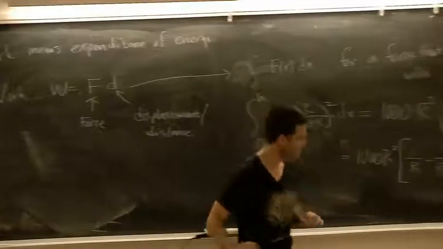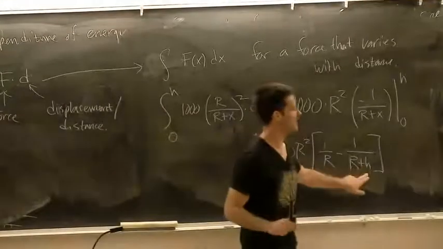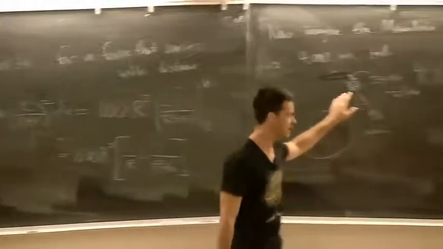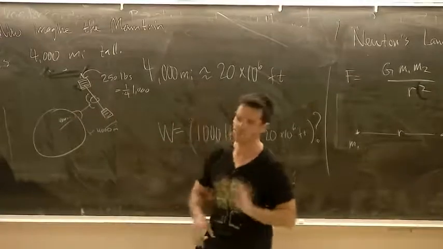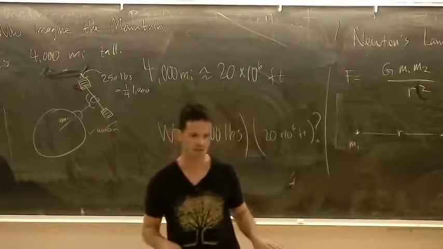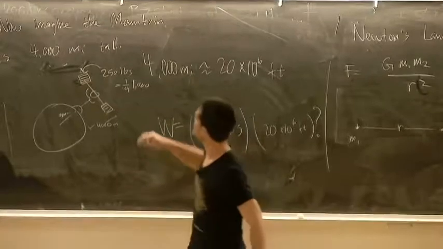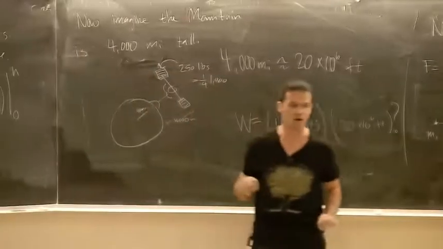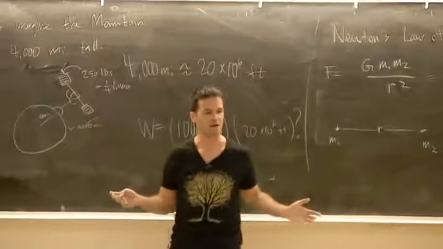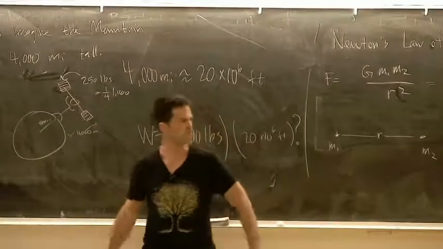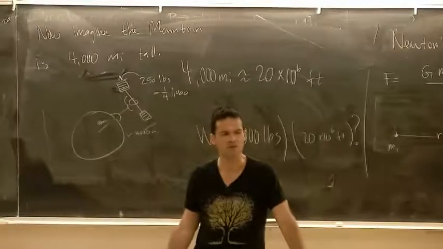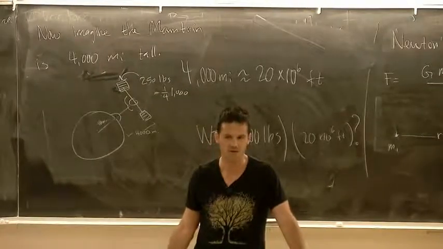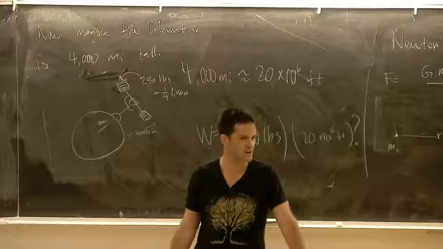So I could put in h equals R, and see how much work it required to lift the barbell up to this. But that's not actually the point of this whole example. Because I said that the mountain was 4,000 miles tall. Well, why stop there? How about 4 billion miles tall? Or 4 trillion miles tall? You see where I'm going with this?